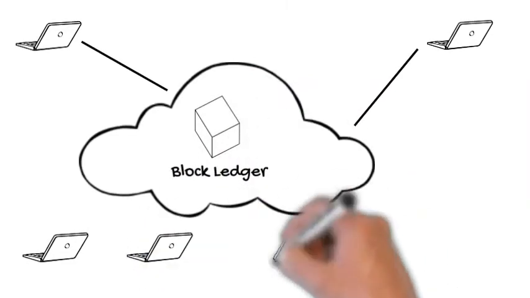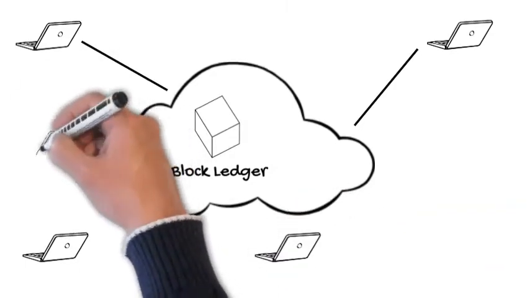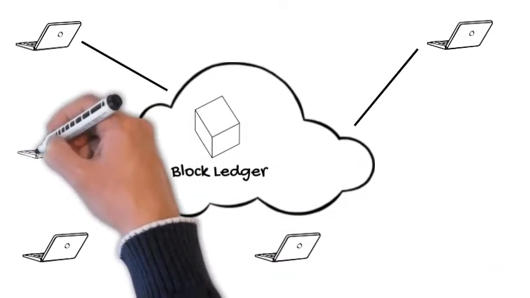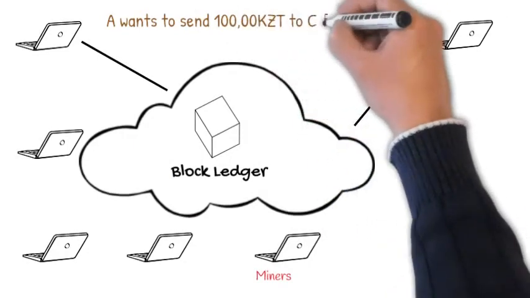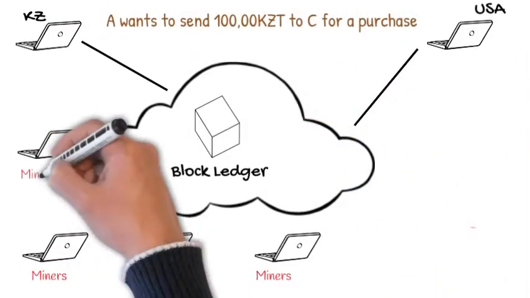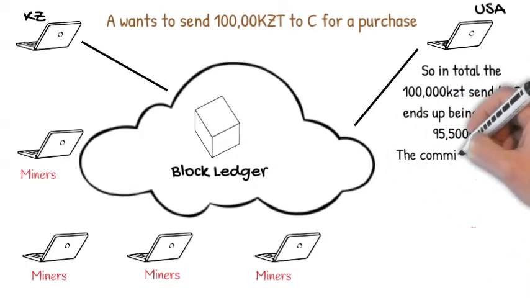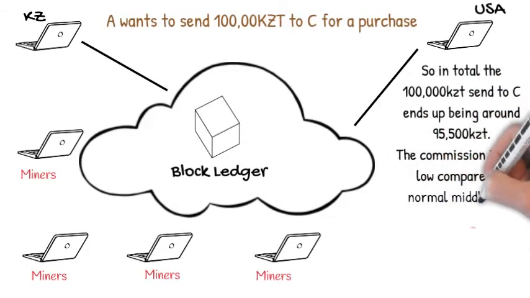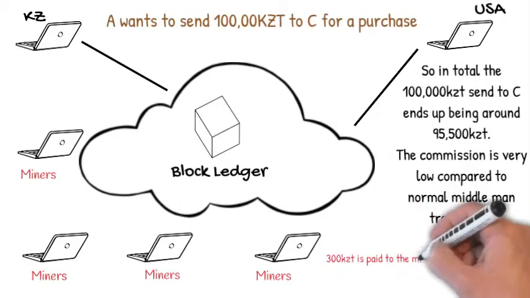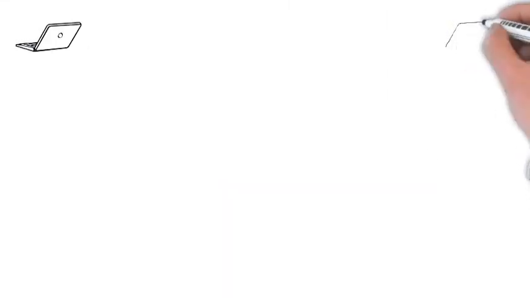Remember, within that network, you will have millions of people, and they all are competing to find the validation key. So, a transaction: I bought a laptop from USA. They found me the validation key, so I send over the money to USA from Kazakhstan. Then USA will send me the laptop.